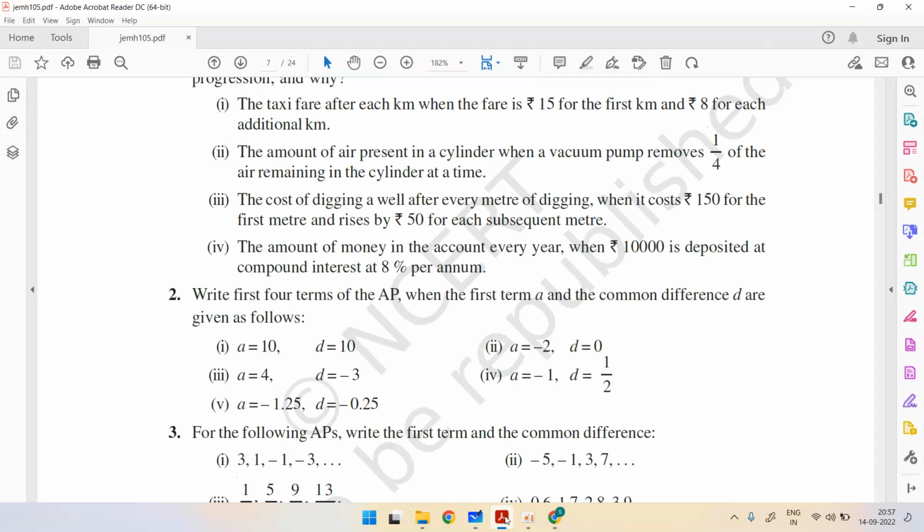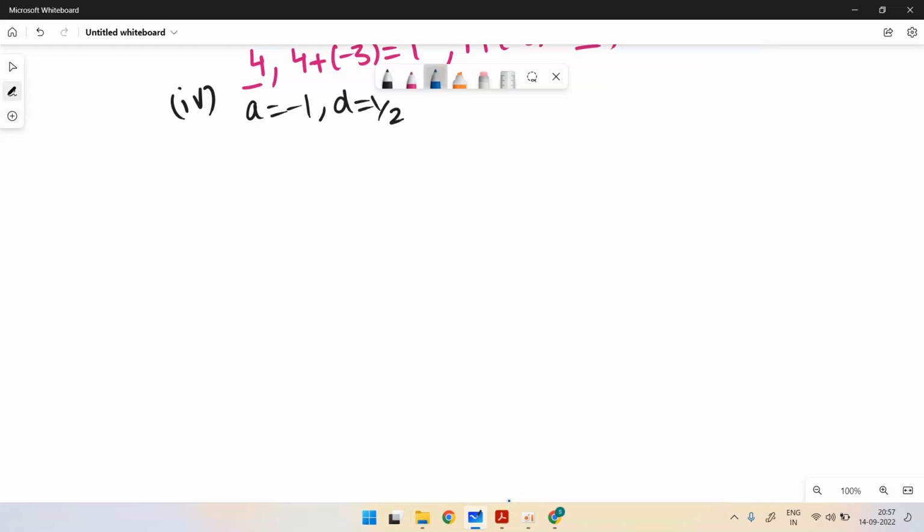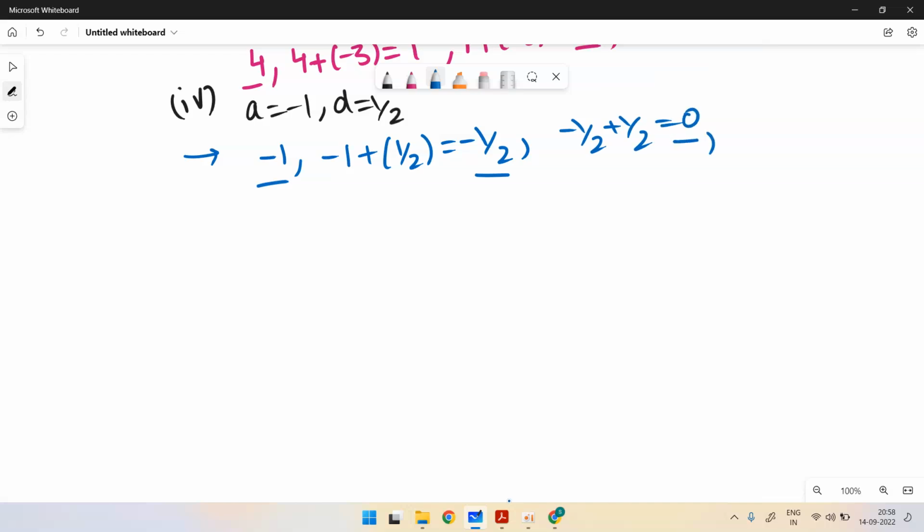Now, what is the fourth part? The fourth part says A is minus 1 and D is half. So the terms are: minus 1 is the first term, minus 1 plus half is minus half, which is my second term, and the third term is minus half plus half, which is 0. Next term will be 0 plus half, which is half, my fourth term. So the terms are minus 1, minus half, 0 and half.